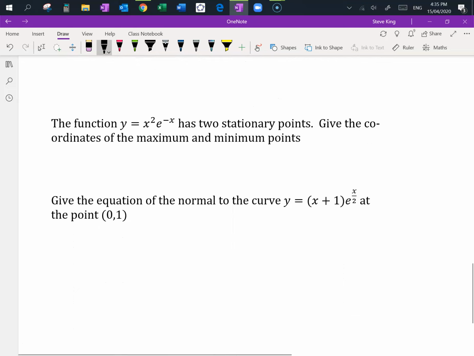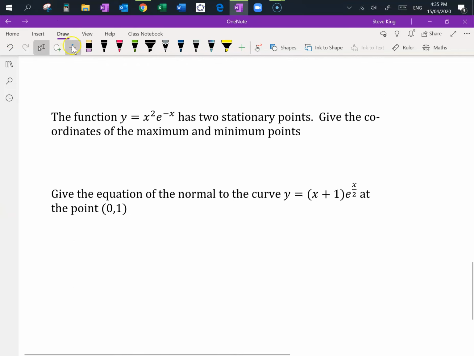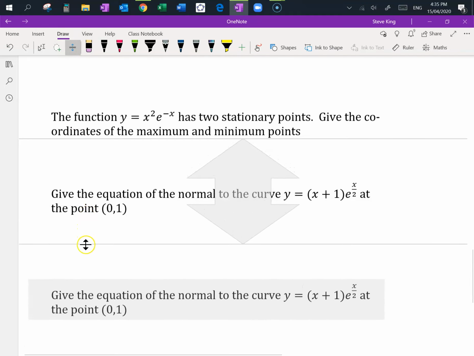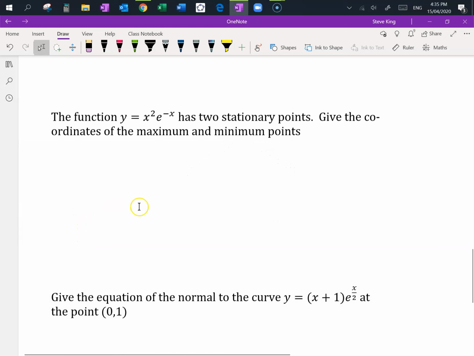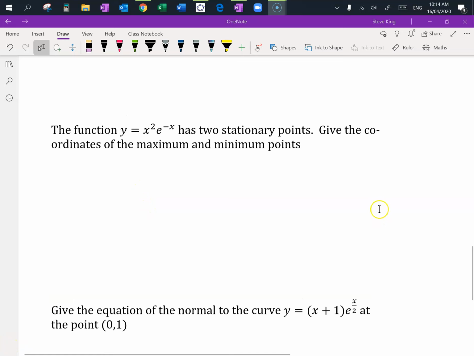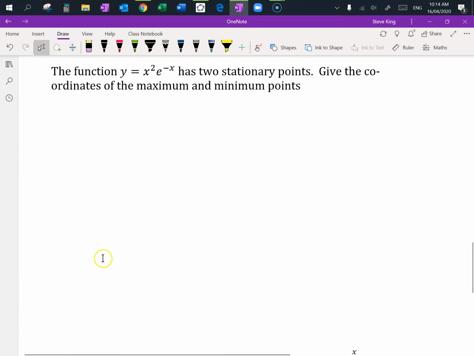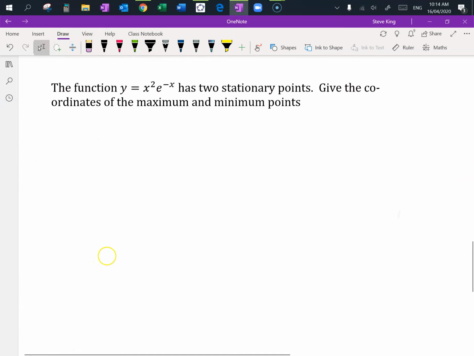Now, obviously, with these problems with differentiation, they can go and pull in questions that ask you to find stationary points or normals to curves. And that's what we've got here in this part. Right, we're going to look at this problem now. We want to find two stationary points for a function that involves e. If we're going to find stationary points, we need to find turning points. If we need to find turning points, we need to find the points where the gradient is equal to 0.